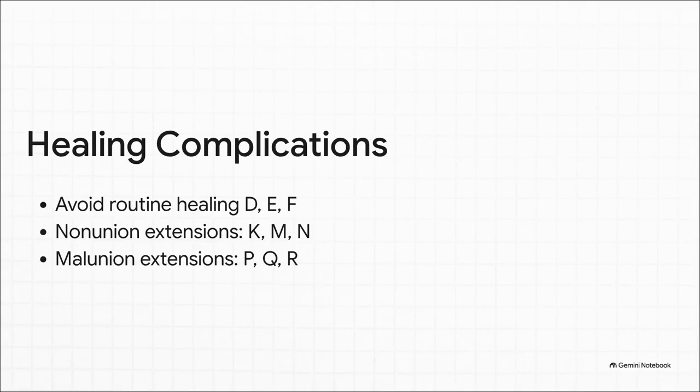When you see complicated healing mentioned in a prompt, you need to immediately eliminate distractor options containing routine recovery codes like D. Just cross them out. For delayed healing, look for G, H, or J. For a non-union, your eyes should immediately scan for K, M, or N. And for a malunion, you are looking for P, Q, or R. Never, ever mix routine recovery extensions with complications.